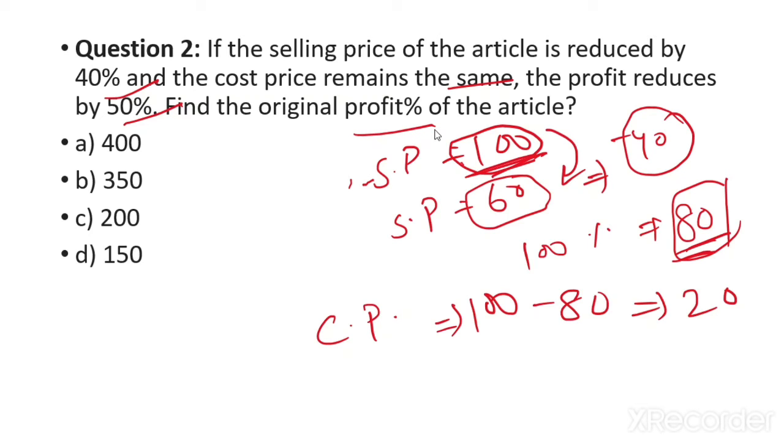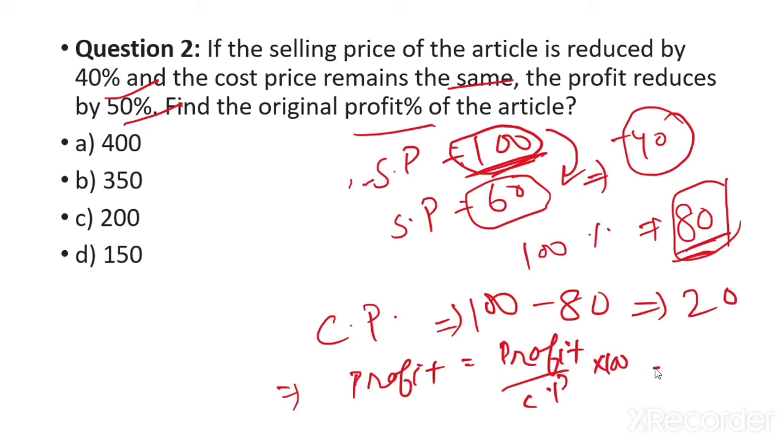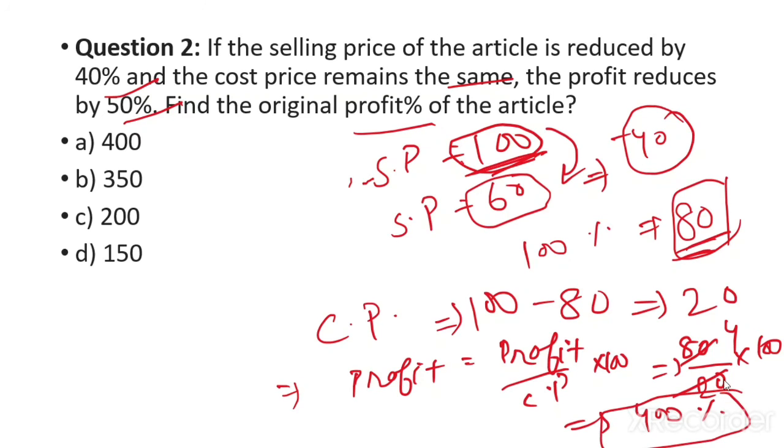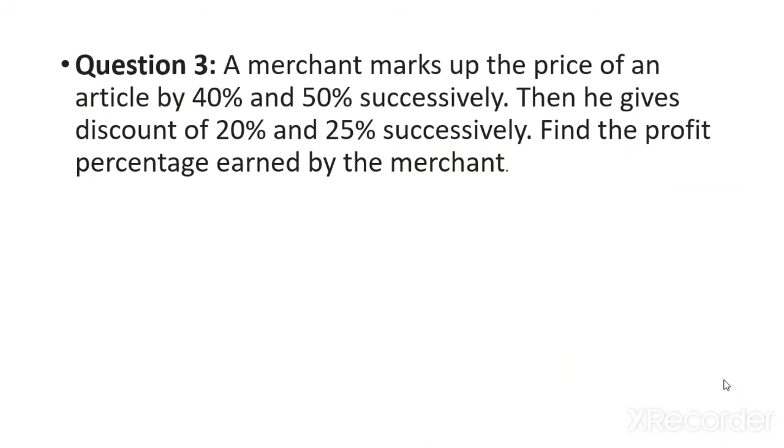तो हमें निकालना है ओरिजिनल प्रॉफिट परसेंटेज ऑफ द आर्टिकल। ओरिजिनल प्रॉफिट परसेंटेज कैसे निकालेंगे? प्रॉफिट परसेंट, जितना प्रॉफिट हो रहा है, कितने पे हो रहा है, at what CP into 100. So how much profit we are having here? 80 at what? 20 into 100. 20 4 ja 80? Profit percentage is 400%. Original profit percentage is. Okay. Now one more question we are having now.